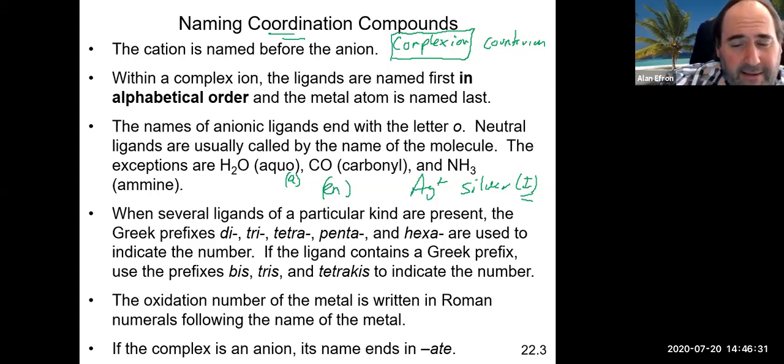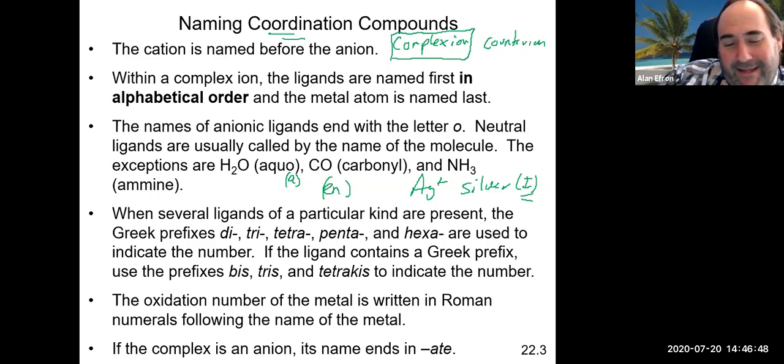So that's something that messes people up, because they're like, whoa, zinc and silver, they typically don't include Roman numerals on them. But in this sort of nomenclature, we actually do sometimes, or most of the time.